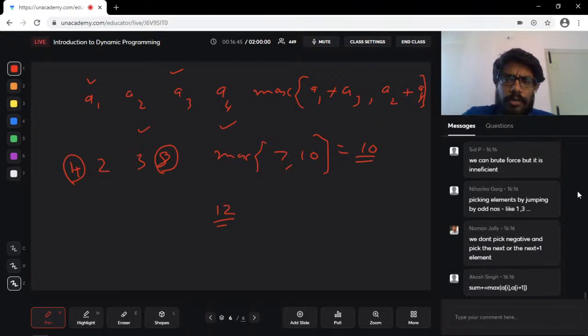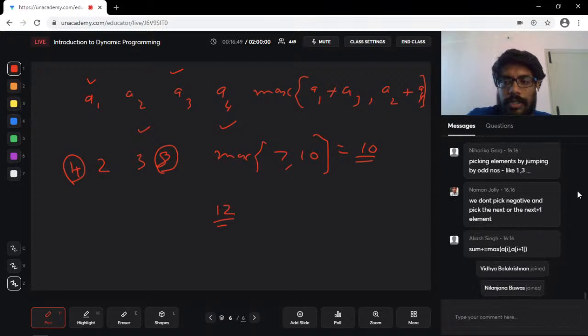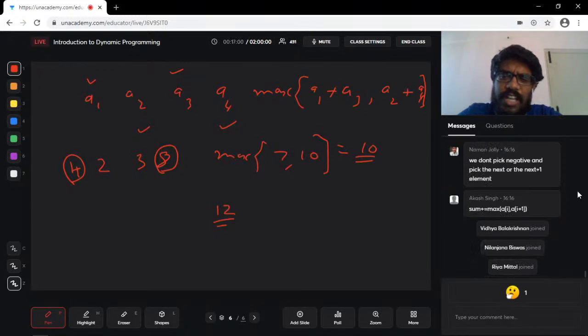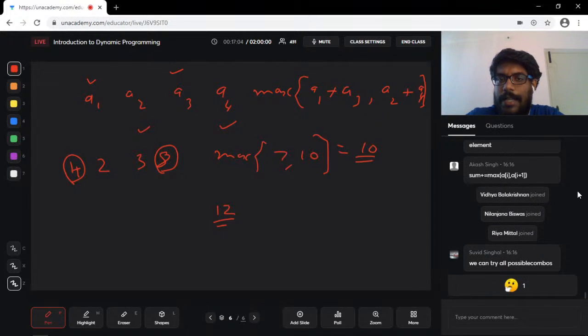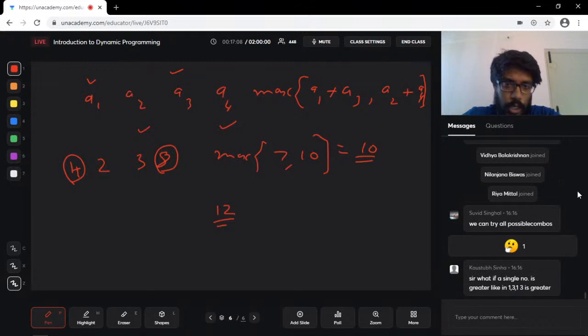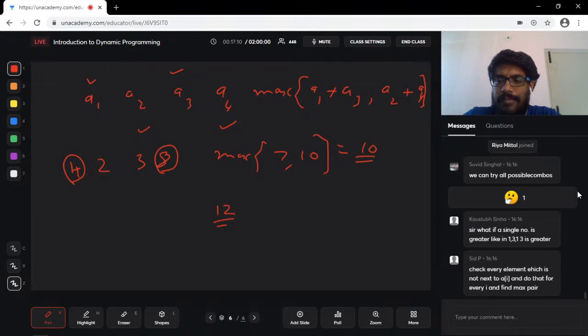Sid, yeah, so you can brute force. What kind of brute force are you talking about? Even brute force is slightly not that trivial. Okay, Naman is talking about negative numbers. For now, let's say all the numbers are positive. We don't even care about negative numbers actually. It can be negative, and the final solution we'll discuss will not change at all. But for now, let's make our life easier and say all numbers are positive.